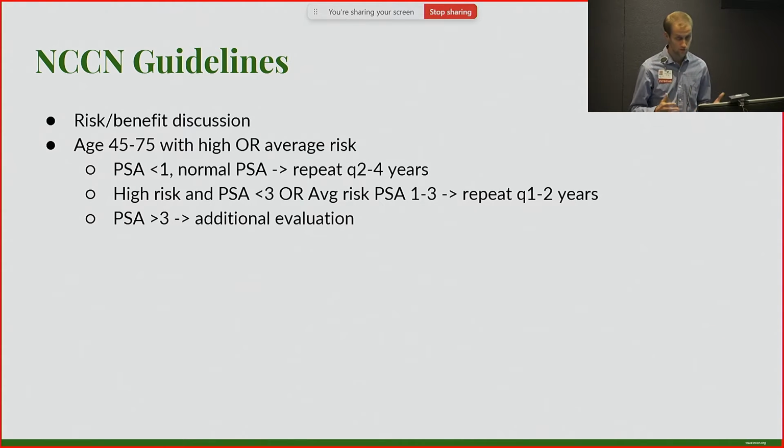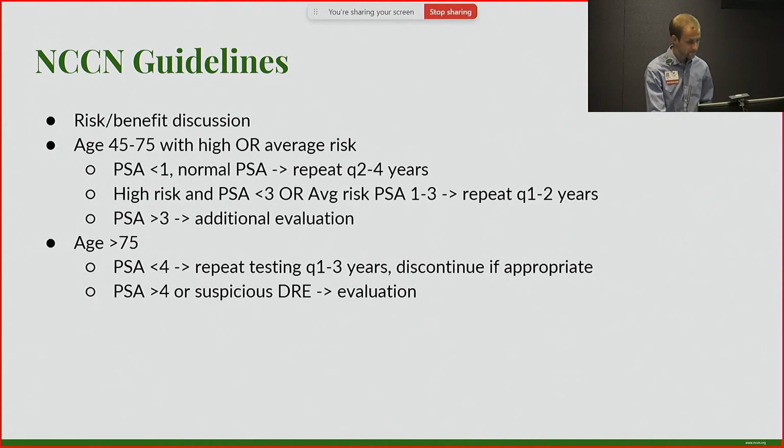If it's less than 1 or if it's normal, again, repeat it every 2 to 4 years. If they're higher risk and their PSA is between 1 and 3 or average risk, you can repeat it every 1 to 2 years, a little more frequently. And if it's greater than 3, send them for additional evaluation. We use 4 in our reference lab here. Again, that kind of comes up in the NCCN guidelines. If they're over 75, 4 is kind of their threshold there. Repeating testing every 1 to 3 years if it's lower than that, or if it's above, and especially if they have an abnormal prostate exam, then send them for evaluation.